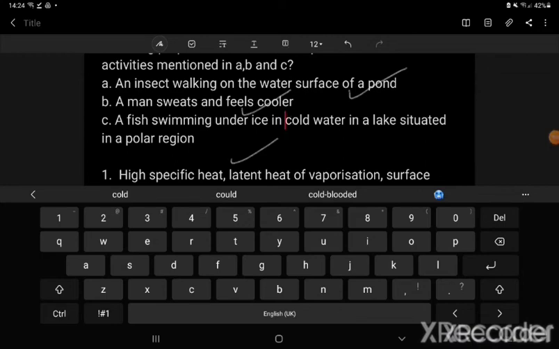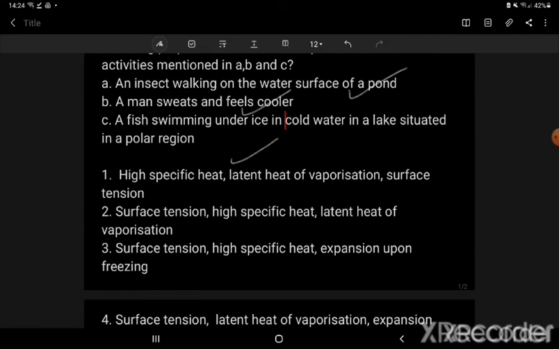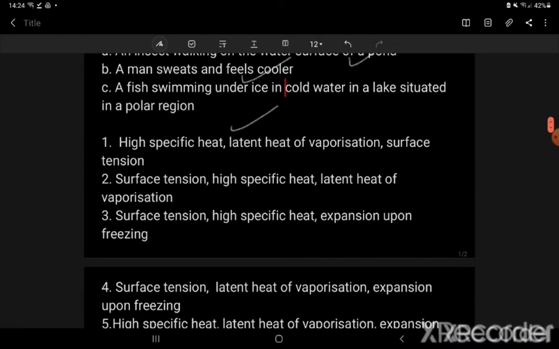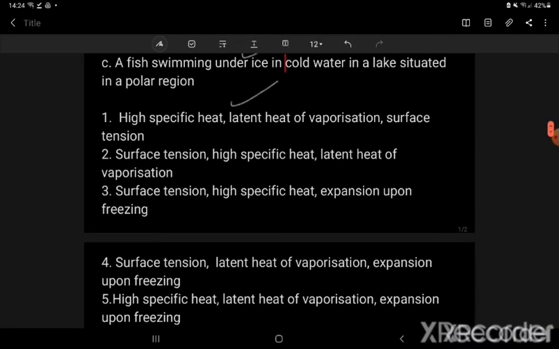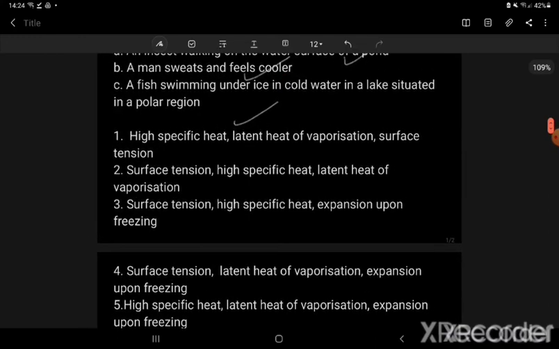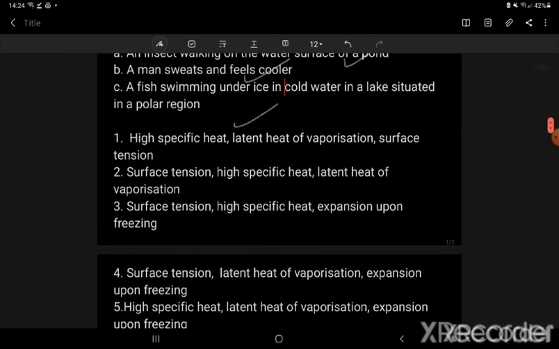In a lake situated in a polar region. So in a very cold area, right? In polar caps, you know. A fish swimming under ice in cold water in a lake situated in a polar region. So that's statement C. Now there are 5 statements. Now I choose the correct one. I'll discuss the answer. Please try this before me. So what's the answer? Answer should be the fourth one.